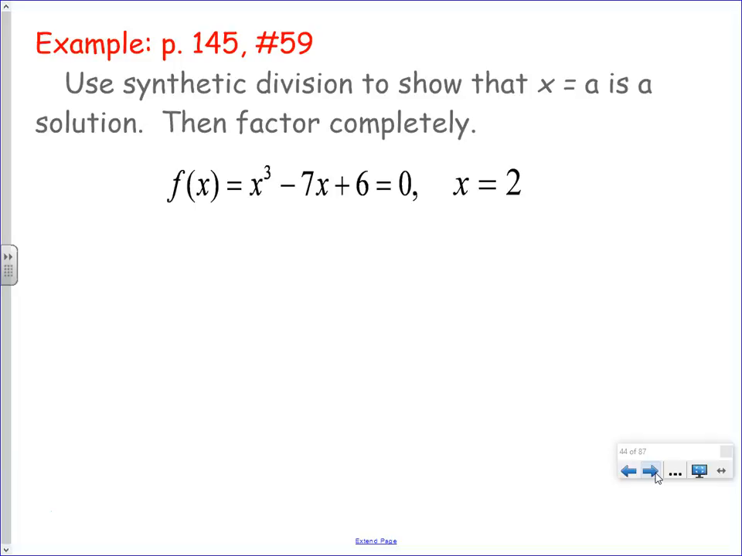All it says is so that the remainder is 0? Uh-huh. Okay. If the remainder is 0, then we can say true, right? Mm-hmm. If the remainder is not 0, either we made a mistake or it's not a factor.